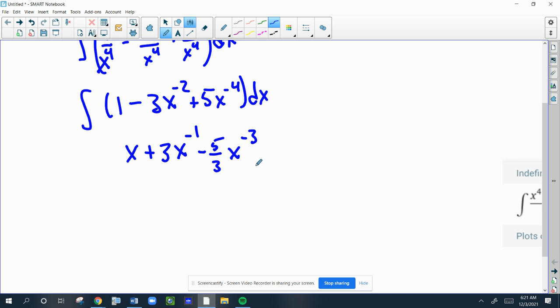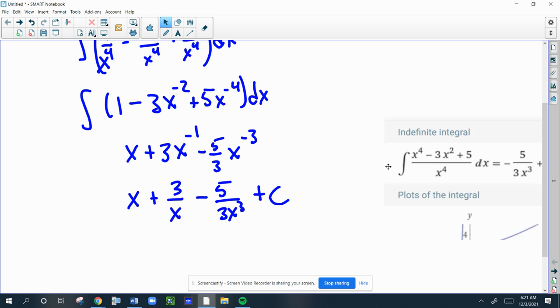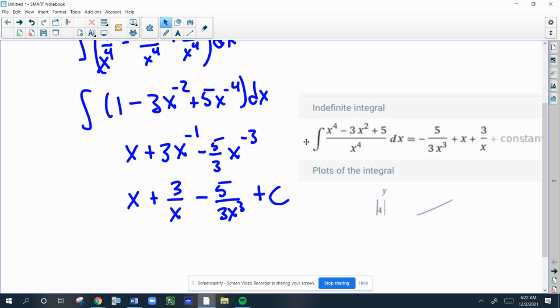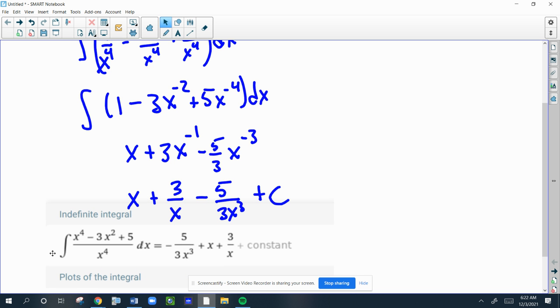You can factor out an x to the negative 3 over 3 like we did in differentiation. I'm just going to get rid of the negative exponents and add my plus C. So I checked with Wolfram Alpha, and you can see that that's the correct answer.